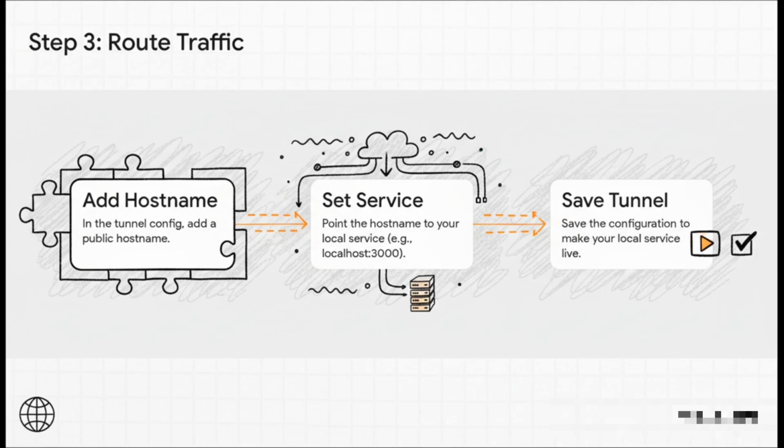All right, last step. This is where we connect the dots. In the tunnel settings, you'll add a public hostname. This is the URL people will actually visit, like web.yourdomain.com. Then you just tell it that any traffic coming to that address should be sent over to your local service, so localhost:3000. You hit save, and boom, you are live on the internet with a permanent custom URL.